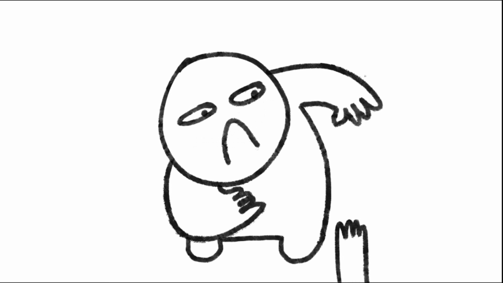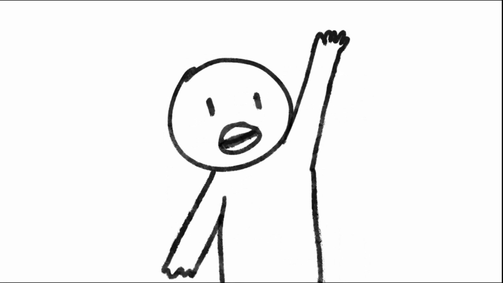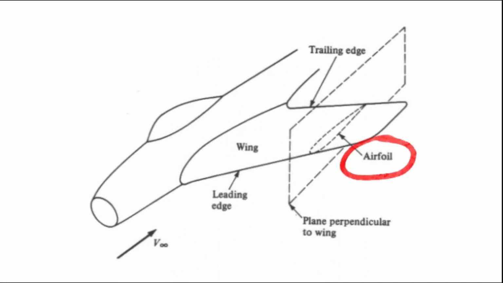Now let's begin. Hi teacher, I have a question. What part of the plane are we talking about? So, this is the part that we will be examining today. This part is the shape of an airplane's wing, also known as an airfoil. So, this is a basic shape of what it looks like.